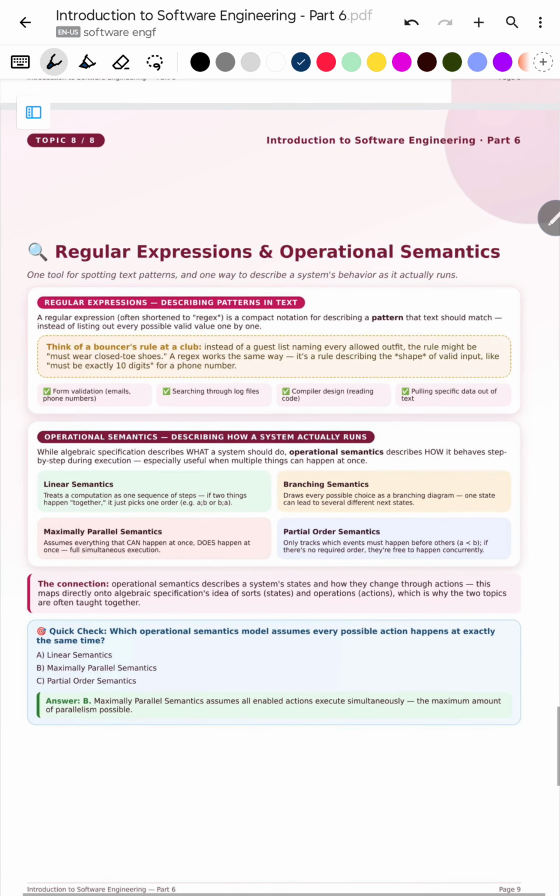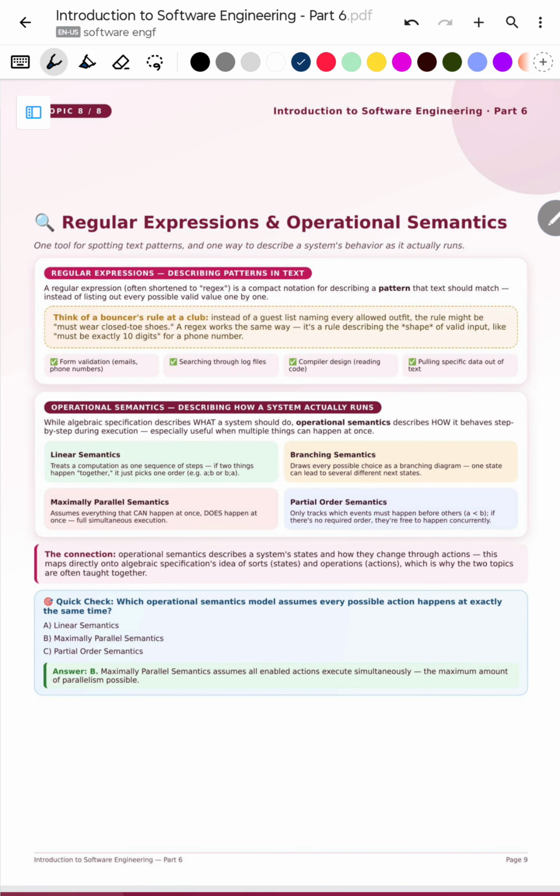Coming to the last topic of today, that is regular expressions and operational semantics. One tool for spotting text patterns, and one will describe our system's behavior as it actually runs. A regular expression, often shortened to regex, is a compact notation for describing a pattern that text should match, instead of listing out every possible valid value one by one.